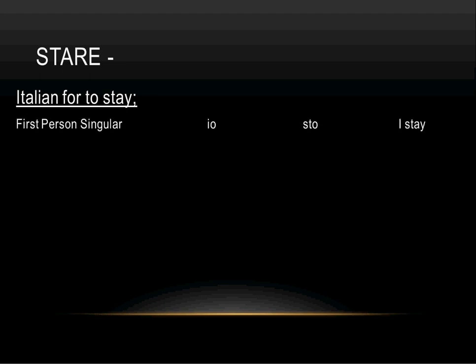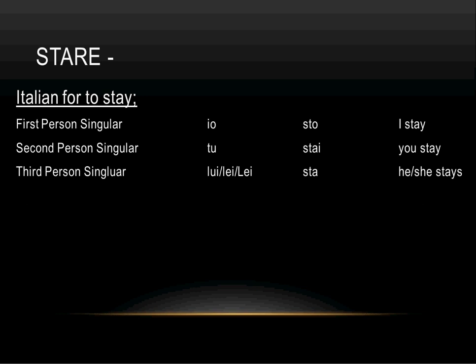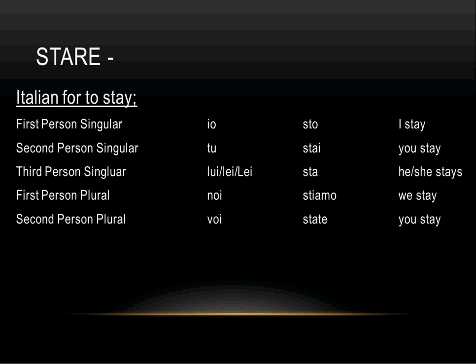First person singular, or io, is sto, I stay. Second person singular, or tu, is stai, you stay. Third person singular, lui, lei, is sta, he or she stays. First person plural, or noi, is stiamo, we stay. Second person plural, or voi, is state, you stay. And the third person plural, or loro, is stanno, they stay.